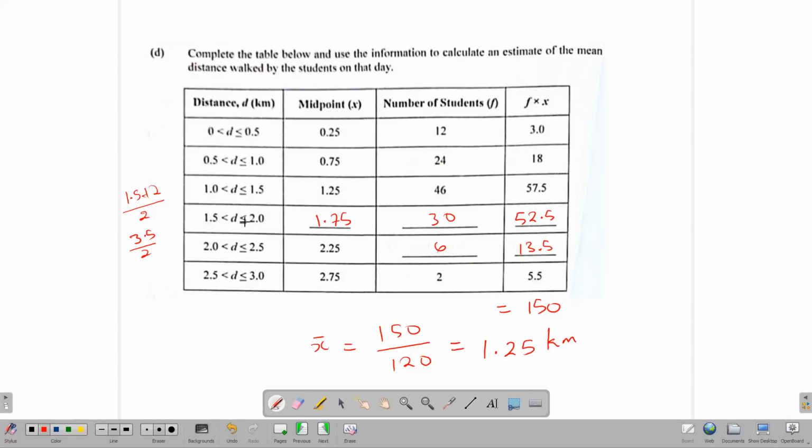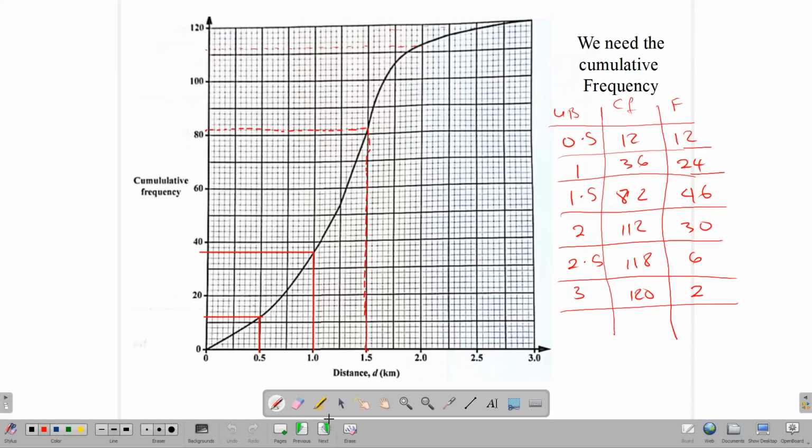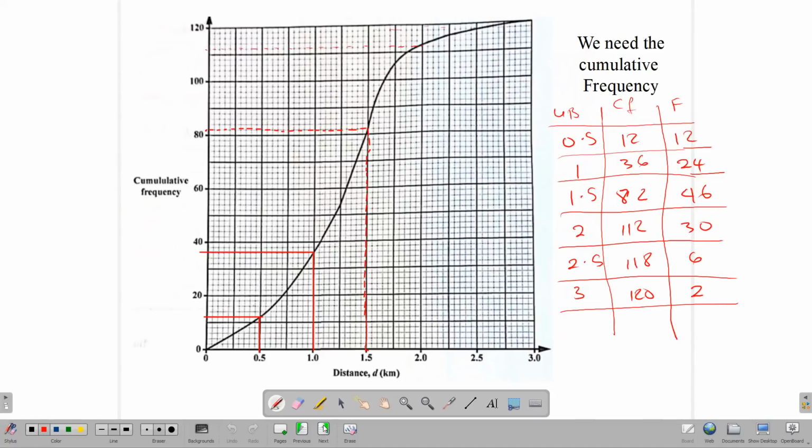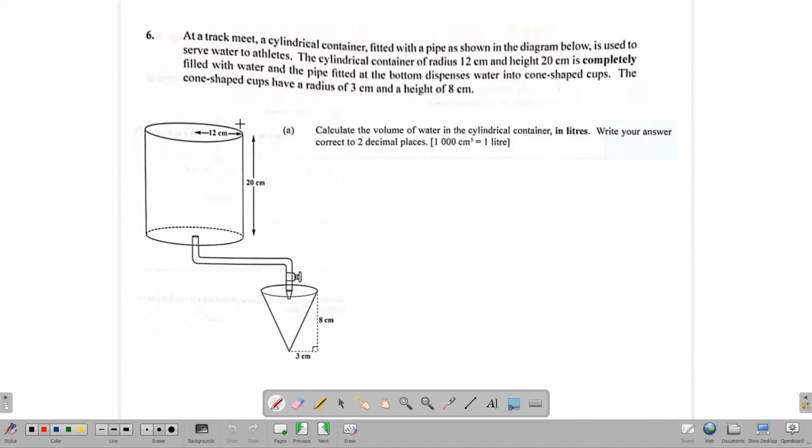So remember, this is easy to find, but to find individual frequencies, we needed to go and reconstruct the cumulative frequency and then use it to find our individual frequencies. And once we found those, we finish the multiplication, add them up, and divide by 120. So that concludes this question. And let's move on to the other question, number 6.